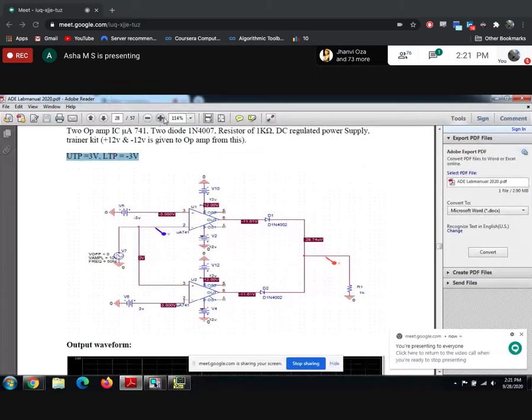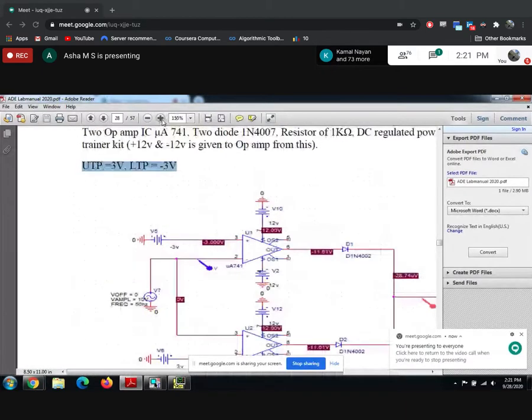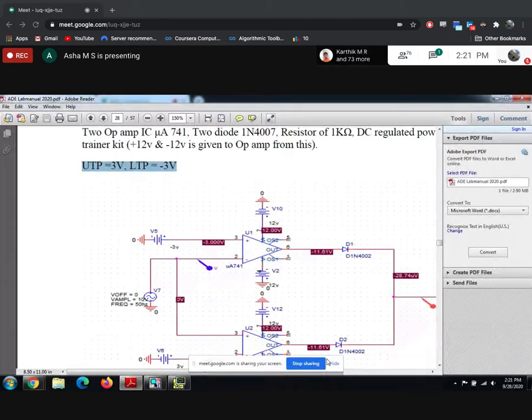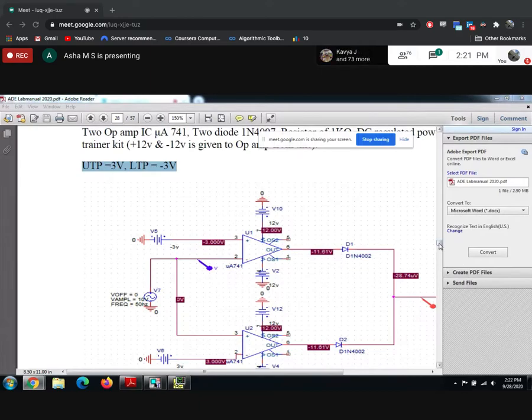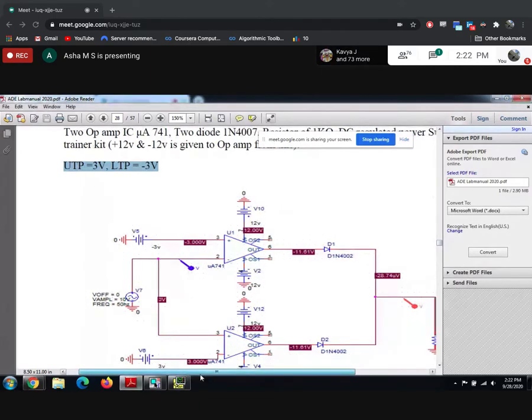Compared to the previous two circuits, it's a little big one. So write carefully. Compared to the first and second, this circuit looks big, but it's very easy. Draw it carefully along with the pin numbers, values and all.